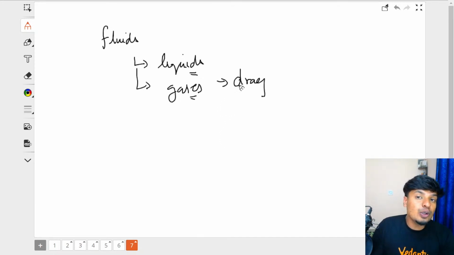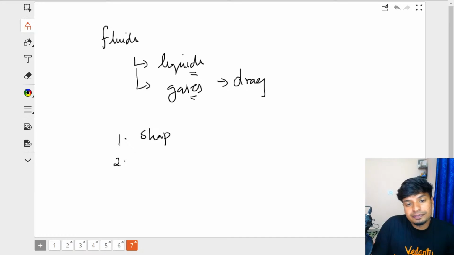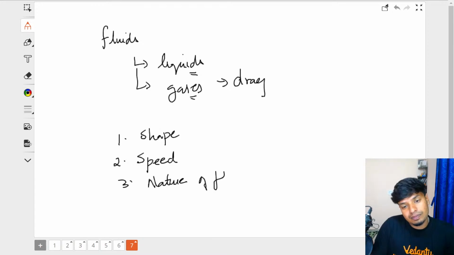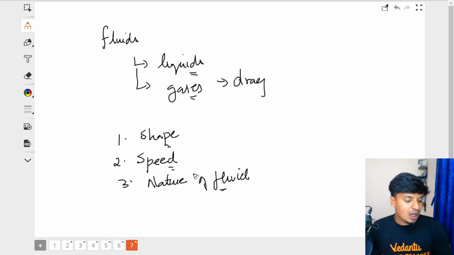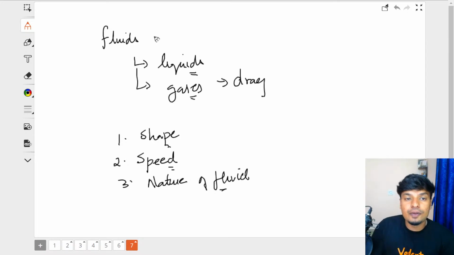Now, how to reduce the drag? Let us see how to reduce the fluid friction. The factors that affect the fluid friction: first, the shape of the body. Next is the speed of the body. Third is the nature of the fluid. Please focus, guys.